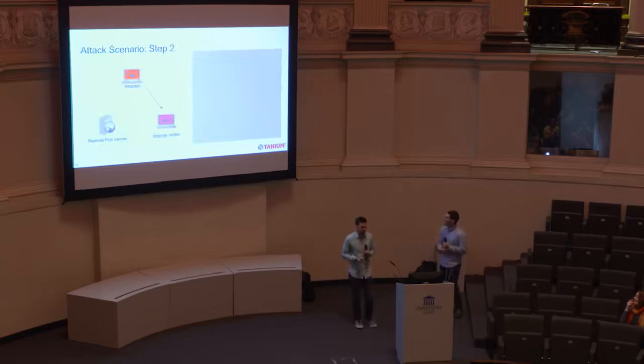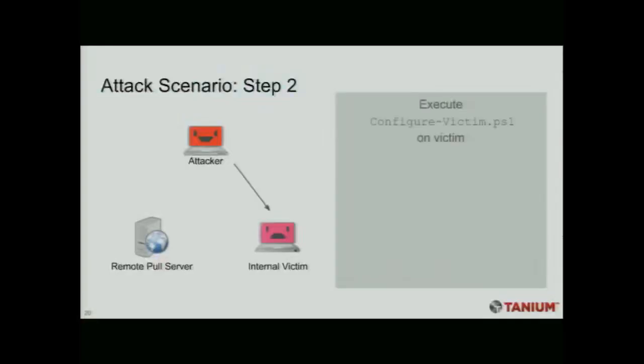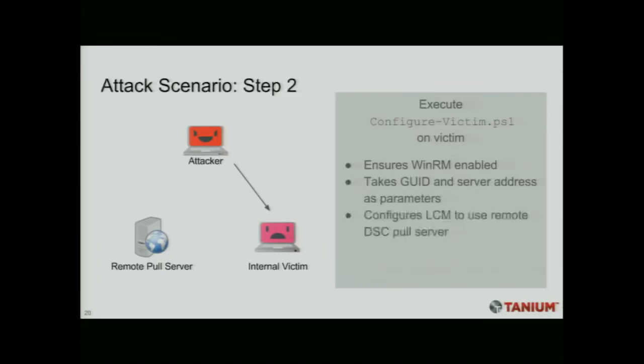All right, so the next thing we want to do is actually infect one of our victim machines. And so we need to log into the victim, copy down our configure victim script, and run it just like you saw. The first thing that the victim script does is it actually ensures the WinRM service is running because it's actually required for this to work. If it's not running, it goes ahead and starts it up. So that could be a telltale sign if you see WinRM running and you don't expect it. It then takes the GUID and the server address as parameters, and then it configures the local configuration manager, or LCM, to use the remote pull server.